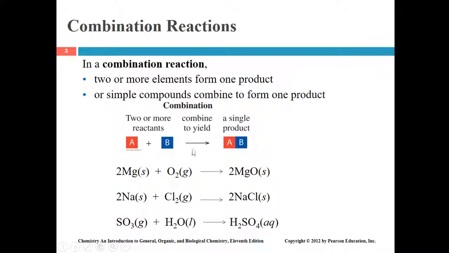So here are some different examples. We have magnesium plus oxygen gives us magnesium oxide. We have sodium and chlorine to give us sodium chloride. We have sulfur trioxide plus water to give us sulfuric acid. So here are different examples of combination reactions.